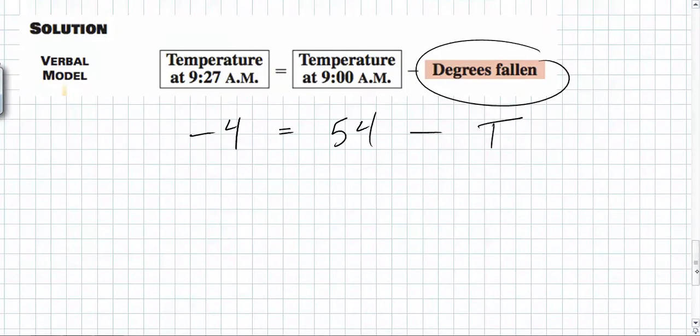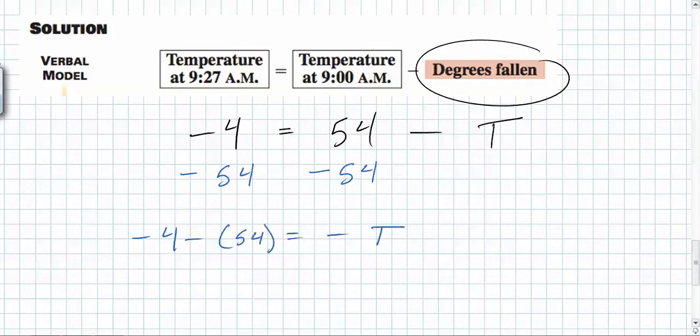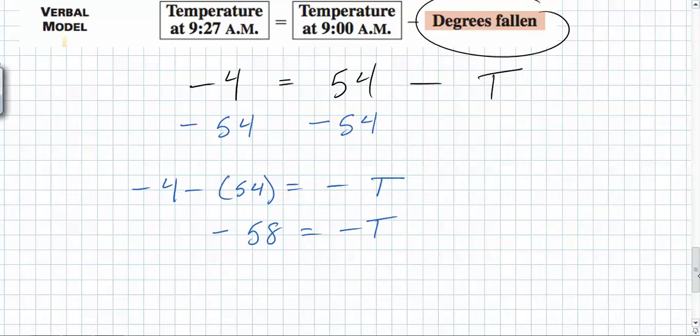So now we solve for T. We want to isolate it, so we need to get rid of the 54. So we're going to subtract 54 from both sides. So we end up with negative 4 minus 54 equals negative T. And negative 4 minus 54 is going to be negative 58 equals negative T. And now what you can do is, if you know that negative 58 is equal to negative T, T is therefore going to be 58.